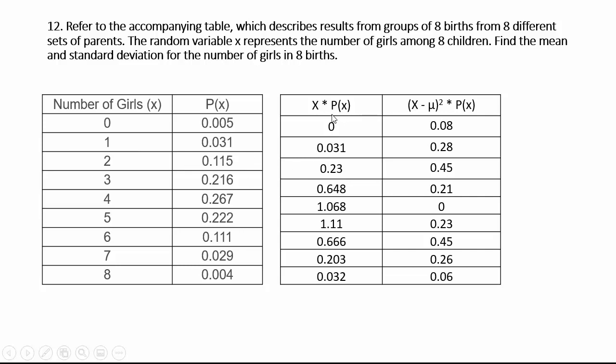Once we're done with that, we would sum this column, okay? If we sum that, we're going to get this mean, right? The sum of these probabilities times their values will equal the mean for that distribution. Okay, so that's how that works. So the 3.988, that's our mean.